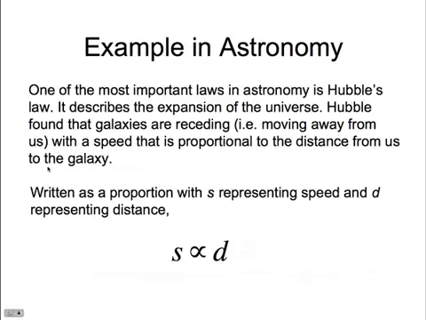Let's use an example from astronomy. One of the most important laws in astronomy is Hubble's law. It describes the expansion of the universe. Hubble found that galaxies are receding, meaning that they move away from us, with a speed that is proportional to the distance from us to the galaxy. We call this the recessional speed. Written as a proportion, the recessional speed of a galaxy is proportional to its distance from us.